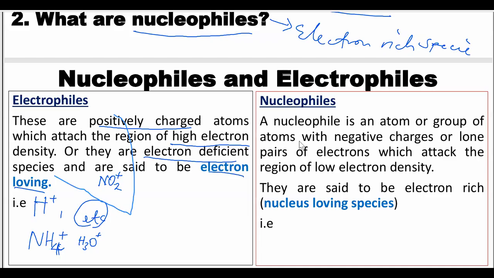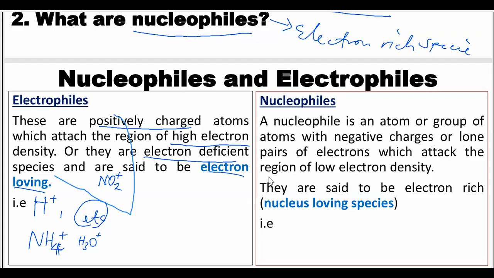nucleophiles. Who can read for us? Nucleophiles. What are nucleophiles? By show of hands, very fast, read for us this statement we have. Okay. Shalom Kadu. Okay, good. A nucleophile is an atom or group of atoms with negative charges or lone pairs of electrons which attack the region of low electron density. They are said to be electron-rich or nucleus-loving species.